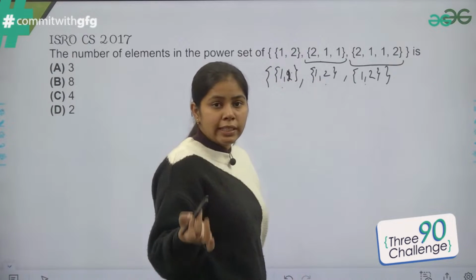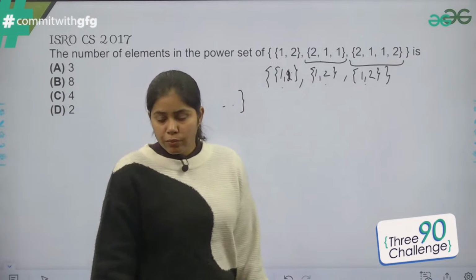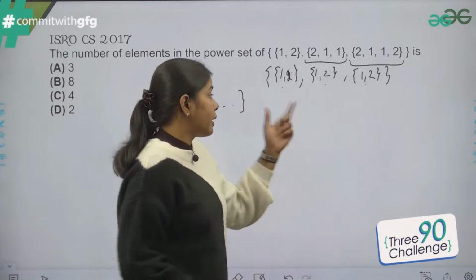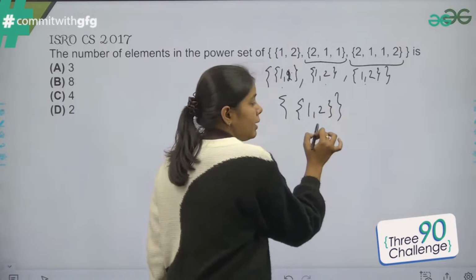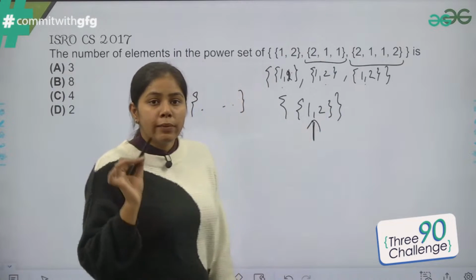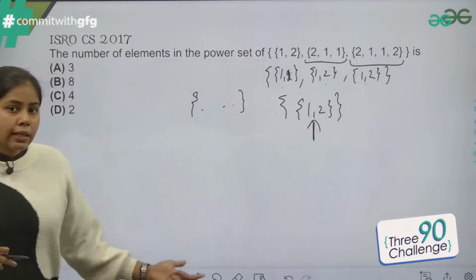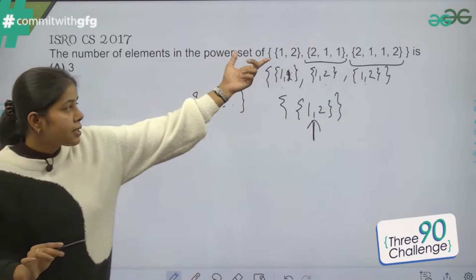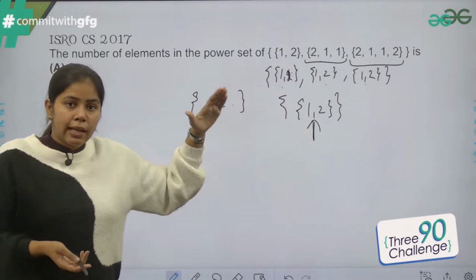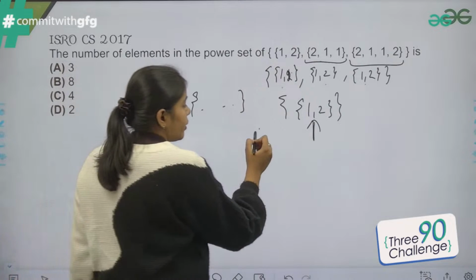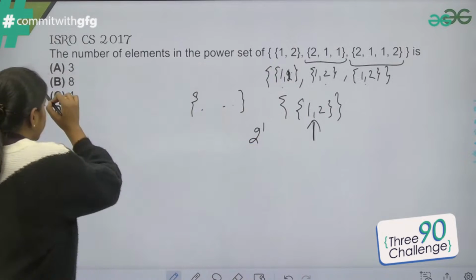I told you that set is a collection of well-defined distinct objects, right? So I can write this as nothing but 1 comma 2. That means this set has only one element. This is just a representation, but in general this set has only one element. So how many elements would be there in the power set? 2 to the power 1, that is 2.